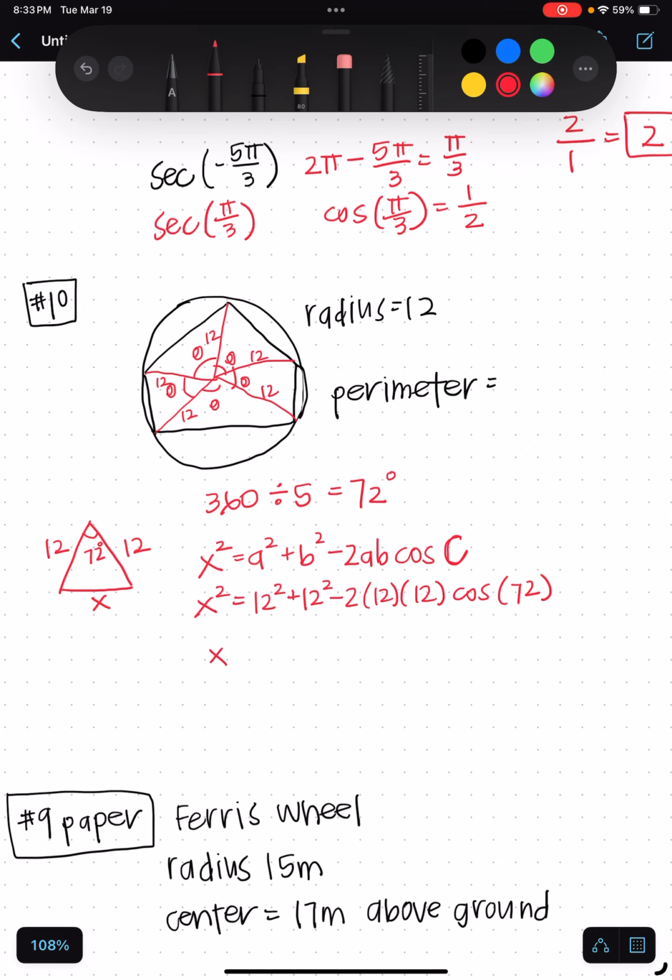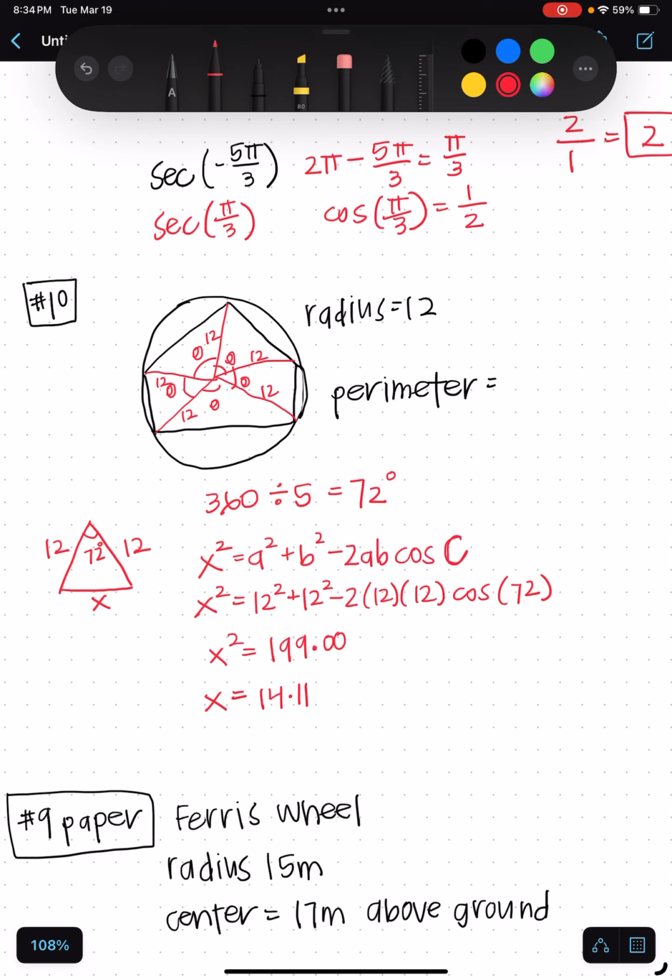When I plug all of that into a calculator, I did this earlier, I get 199.00, which means that x, basically I just square root each side to get just the side, which gives me 14.11. So that's just the bottom of one triangle.